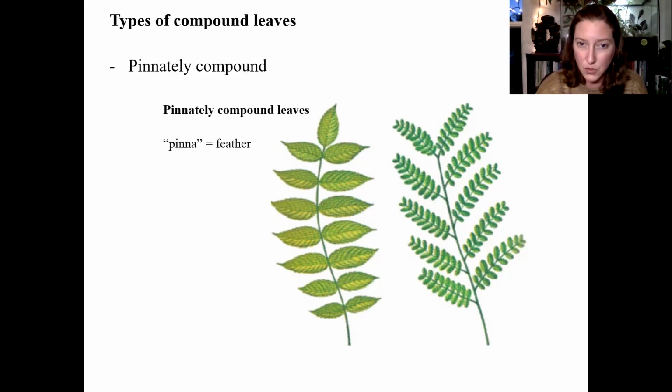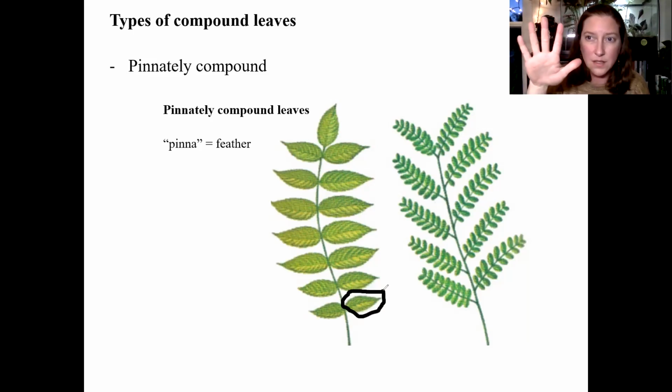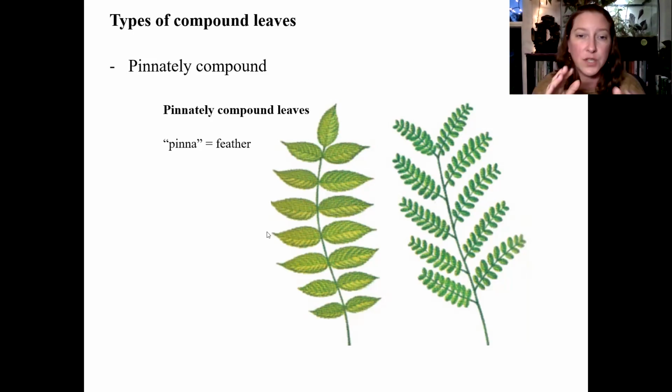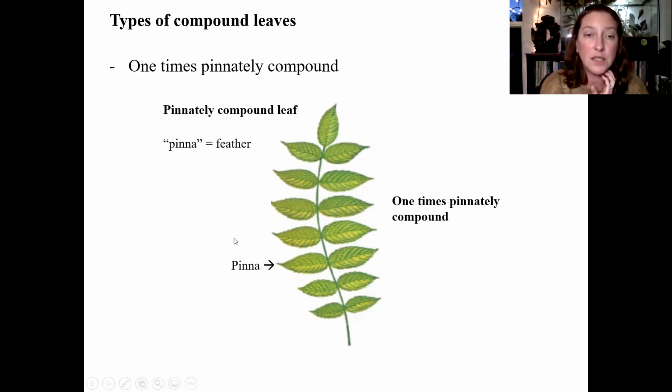But you might be looking at these two things and notice that they're not exactly the same. Here, this leaflet is one solid thing, whereas over here there's a whole bunch more going on. So we have ways to distinguish these two things. Both of these are pinnately compound. But this one here only has one division, so we call it 1 times pinnately compound.